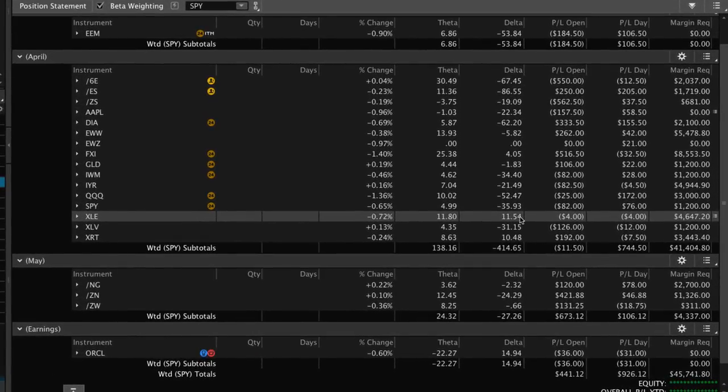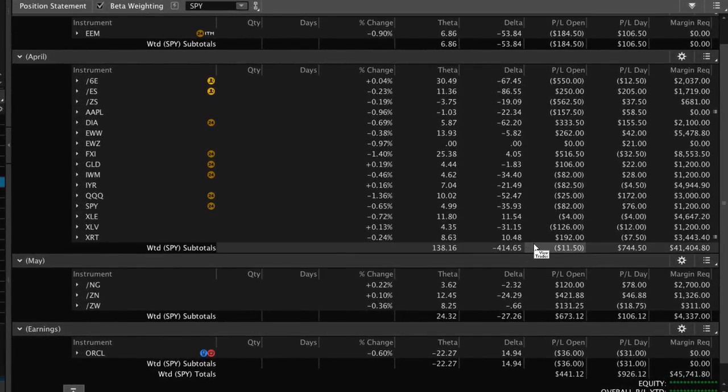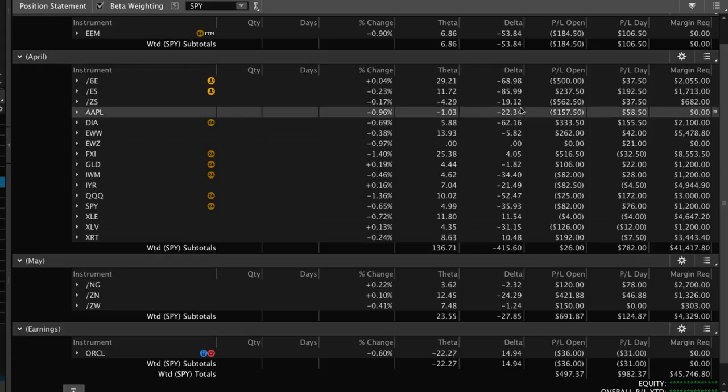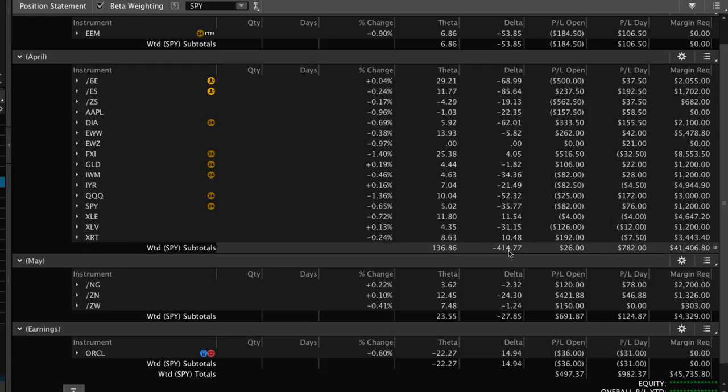Now, the question is how much delta should I have? If I'm biased to the short side, how much delta is enough? That's the magic question, and there's no right or wrong answer here. The way that we look at it is we don't want to get much over 4 or 5 times what our overall theta is.